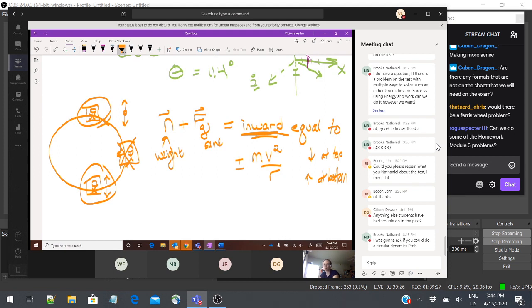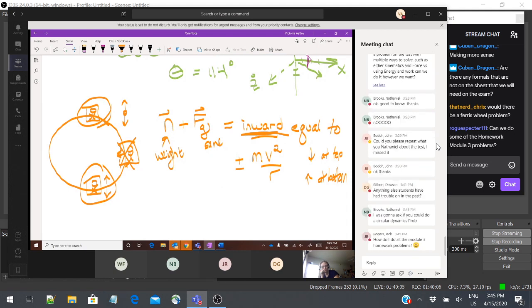We do some of the Module 3 homework problems. I don't want to do Module 3 homework problems, but I will answer questions about them because doing them is what you're getting graded on. This is the difference: if it's a bunch of us in a room, it's one thing, but doing it recorded online is kind of different. So does this make sense, Ferris wheel? Nate, do you have anything particular in mind for a circular dynamics problem? How do I do all the Module 3 homework problems? See, exactly.